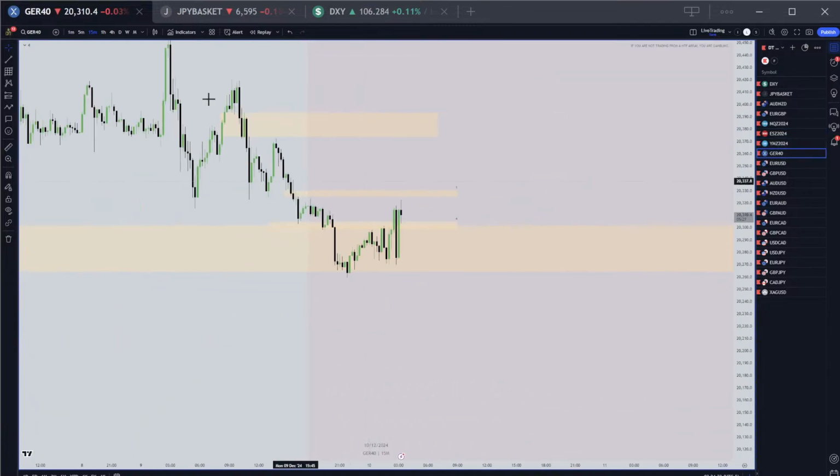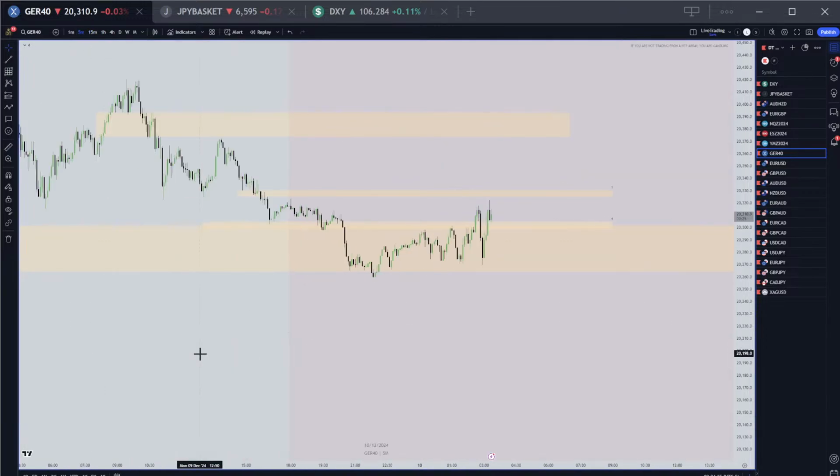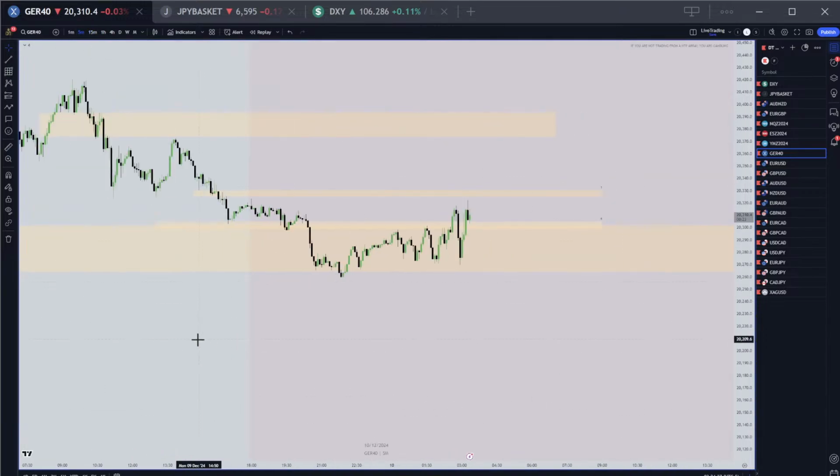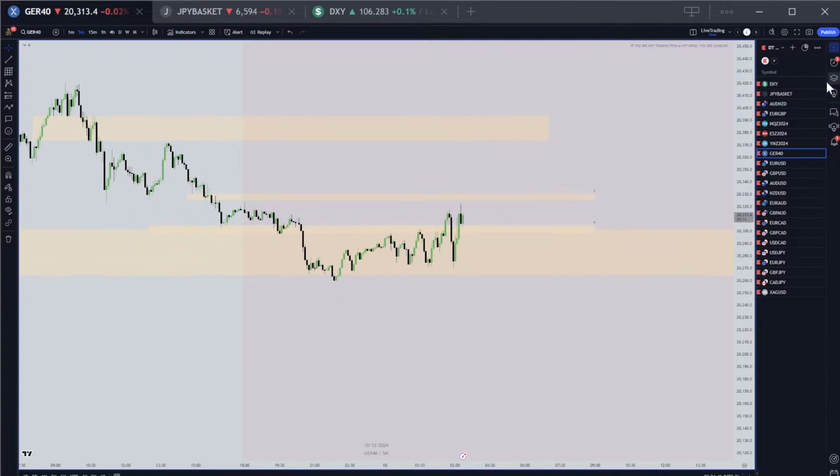German 40. It's nice, right? If you have your key levels marked out, how chill is trading right now? There is no anxiety, hopefully. You just know what you want to see, and if it isn't there, then you don't trade.